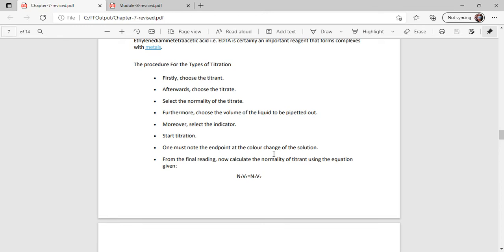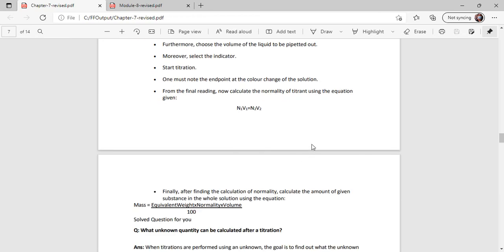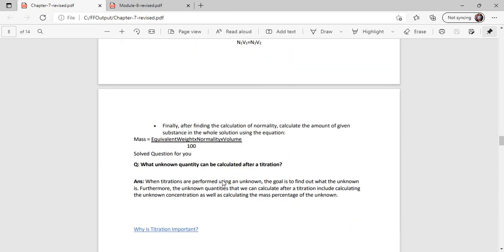One must note the endpoint, the color change of your solution, from the final reading. Now calculate the normality of your titrant using the equation given. So you have here N1V1 and N2V2, the initial volume and then the last, for your titrant. Finally, after finding the calculation for your normality, calculate for the given substances in the whole solution using the equation. The mass is equal to equivalent weight times normality times the volume, divided by 100.